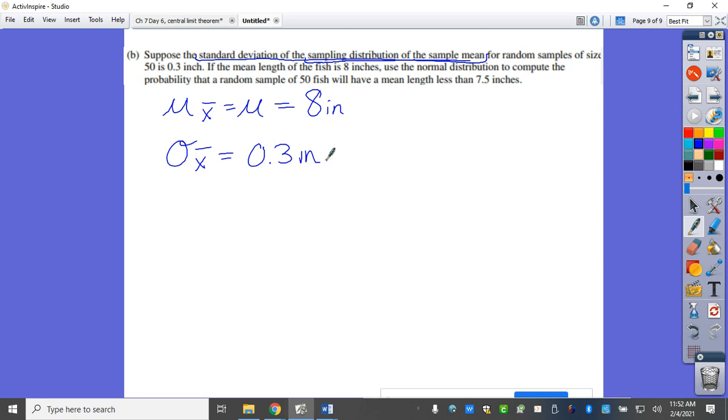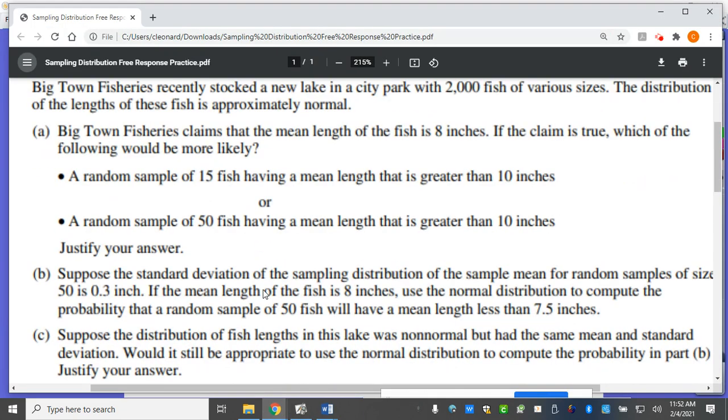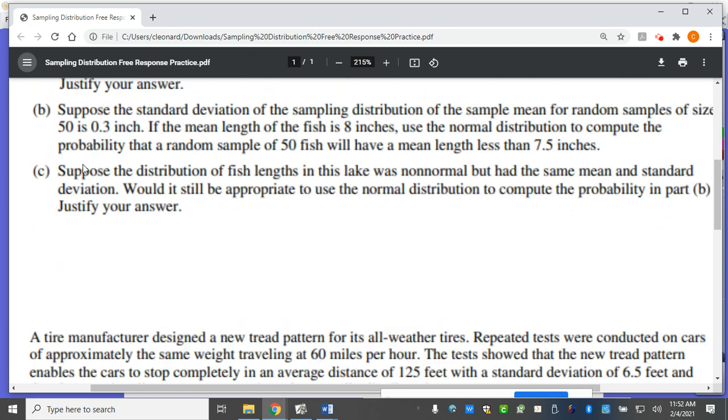All right, so do you see why that one is? It gives you sigma of x bar and not sigma. I'm not going to go through that whole problem, but that was the point that I wanted to make with that one. Actually, I do want to talk about part C. You don't have to write this one. I'm just going to talk through this one.